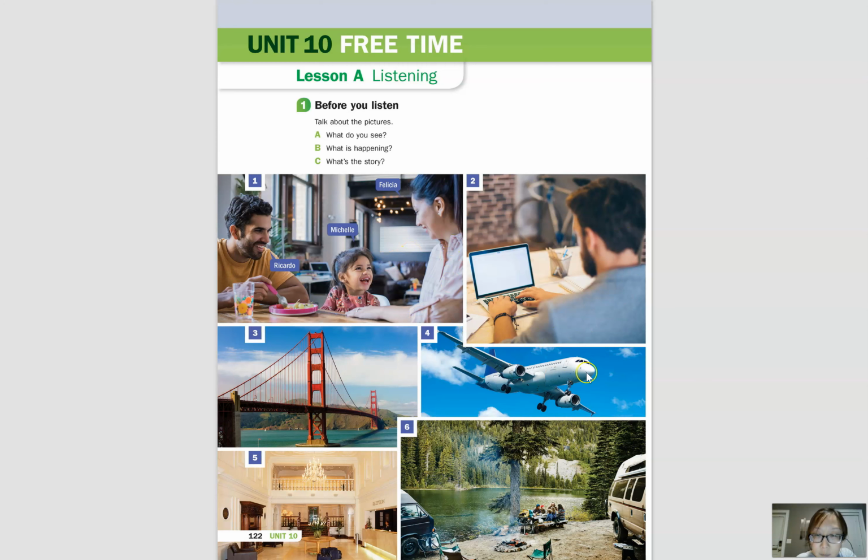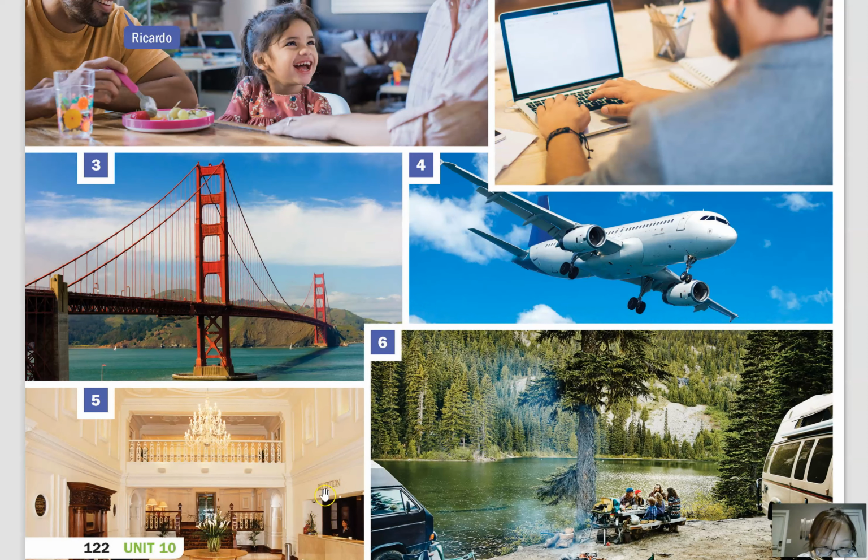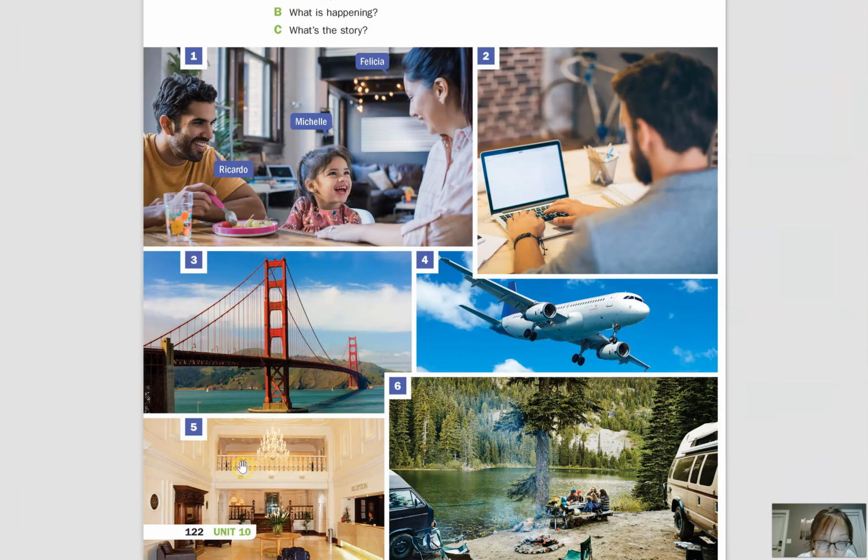And in picture number 2, we see a man is on his computer, or we could say a man is looking up something online. Okay, and then in picture number 3, this is the Golden Gate Bridge in San Francisco. So maybe they are planning a trip, because in picture number 4 we can see an airplane. In picture number 5, this looks like a fancy hotel because you can see the word reception here. So yeah, this is a fancy hotel.